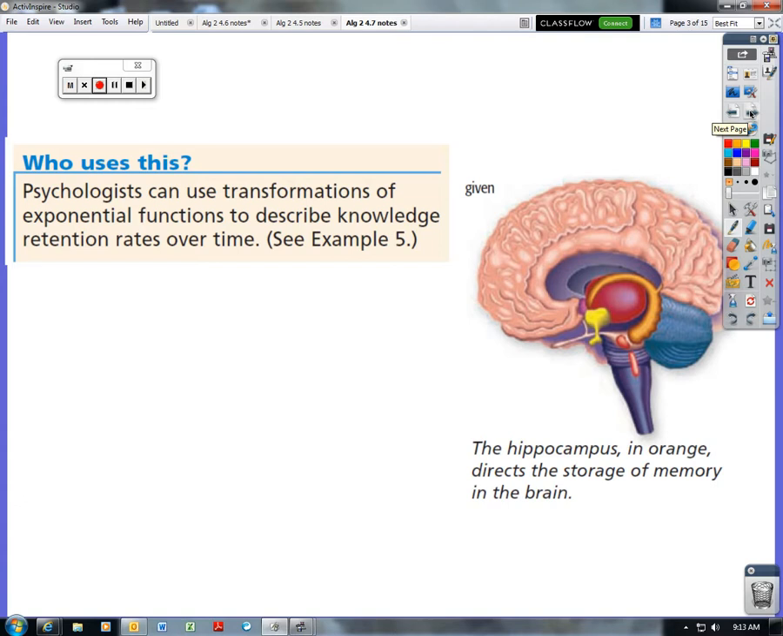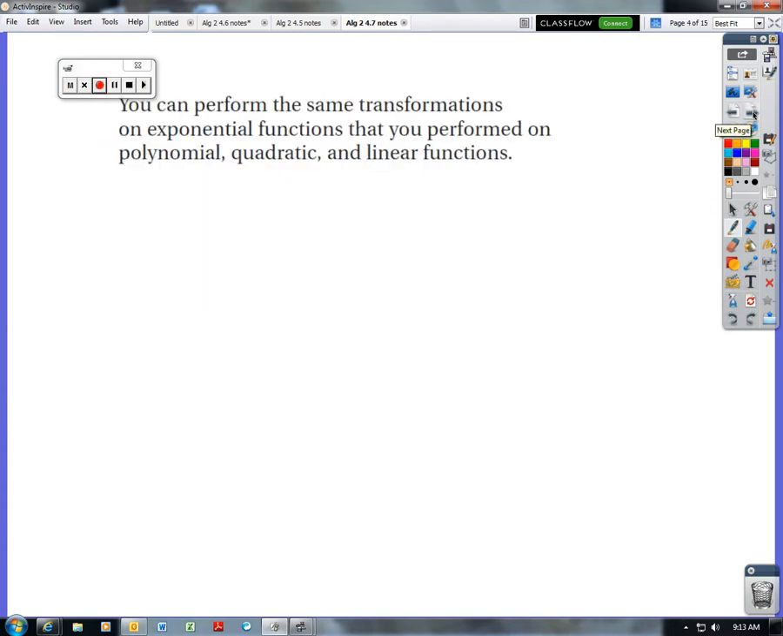Okay, psychologists use transformations to... I kind of wonder if they really do. Maybe the ones that are writing the textbooks use transformations. I don't know that the psychologists are sitting down there doing math, but some of them maybe are.